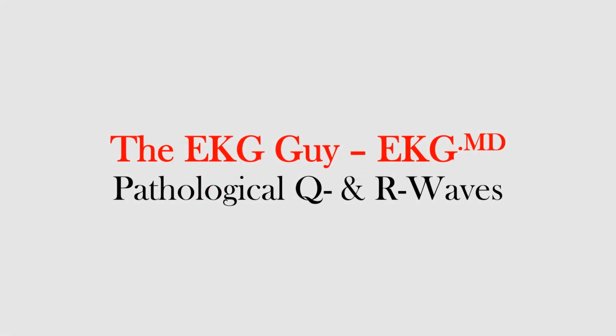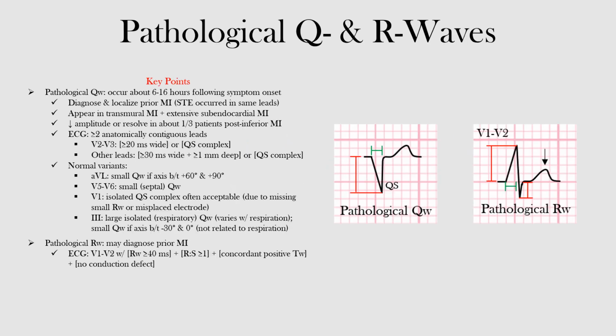In this lecture, we will discuss pathological Q waves and R waves, including their EKG features and clinical significance. Myocardial infarctions often manifest with pathological Q waves, especially after one of extensive size. These pathological Q waves are wider and deeper than normal Q waves. If you recall, they tend to occur about 6 to 16 hours following symptom onset, but may appear earlier at times.